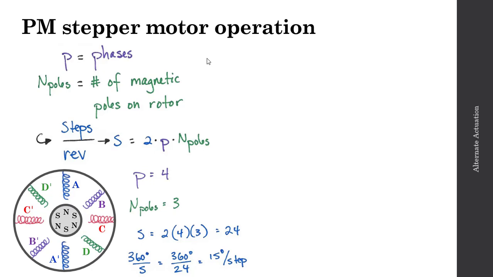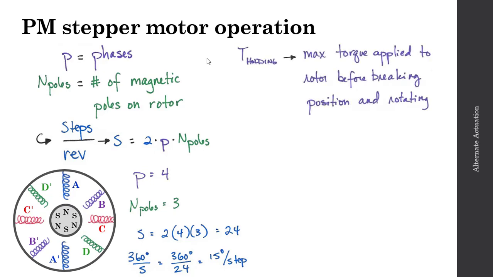In addition to the step performance of the stepper motor, another characteristic of the motor that's of great importance is going to be torque. And perhaps the most important torque value that you will see on a datasheet is the holding torque. The holding torque is the maximum amount of torque that can be applied to the rotor before breaking the position and rotating the rotor. And thus the torque that I can apply while driving the motor is typically going to be less than this holding torque. To apply a holding torque, we need to apply power to the coils of the stepper motor.